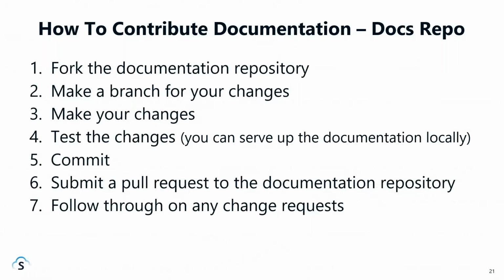The process to do this isn't too complicated. Fork the documentation repository, make a branch for your changes, make any changes you want, and test them. Like I said, you can serve it up locally, and it looks exactly the same as if you had visited the website. You commit it, submit a pull request, and then follow through on any change requests. Generally, we're very forgiving when it comes to the documentation repo. So as long as it's reasonable, it usually goes in quite quickly.